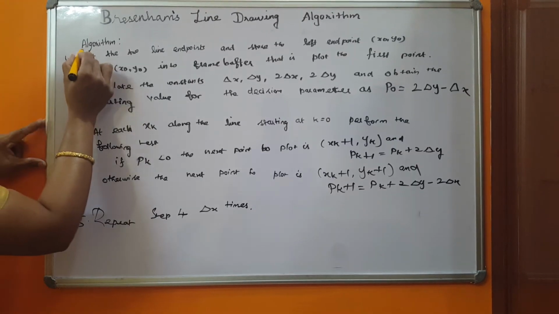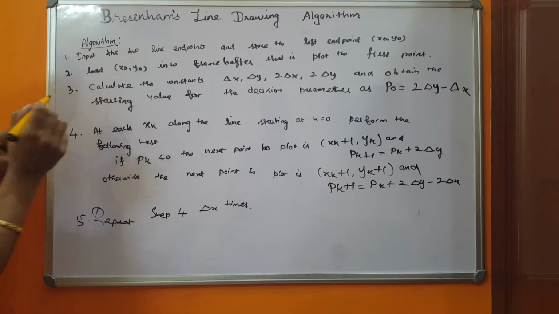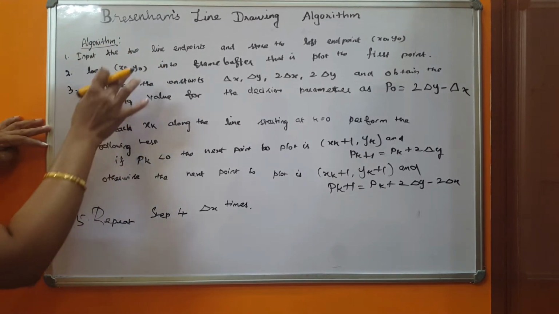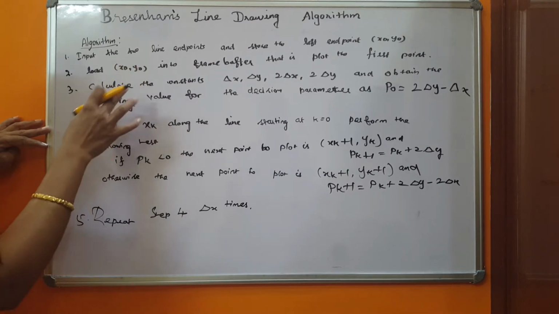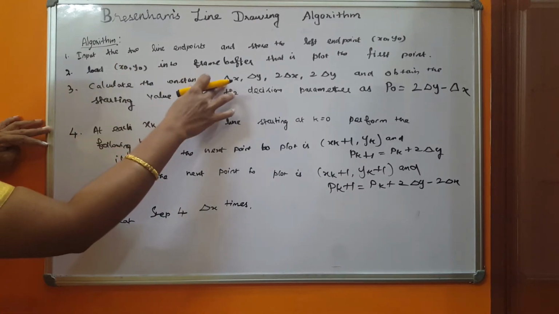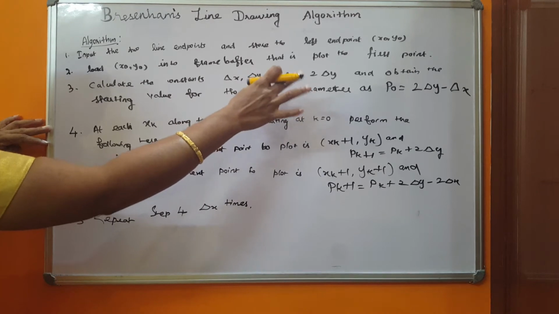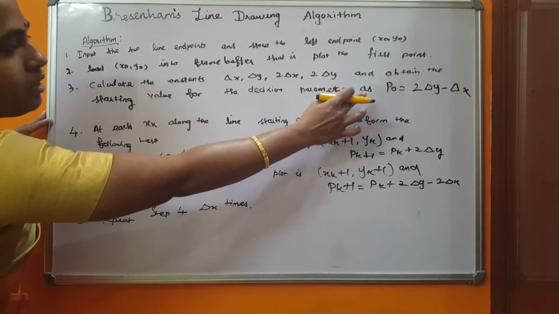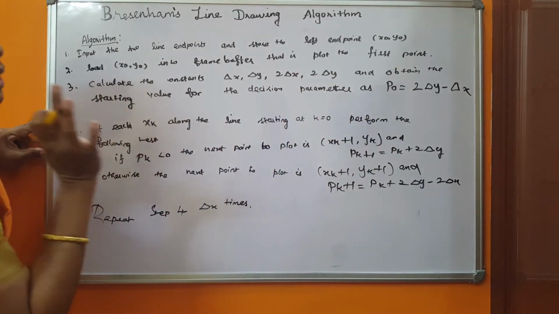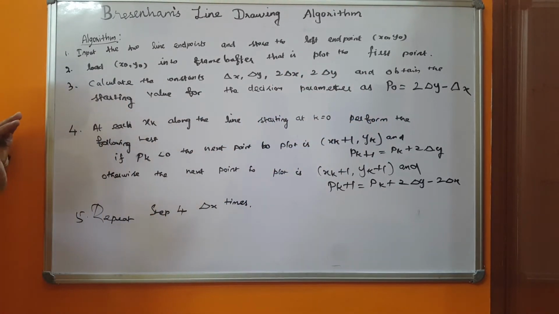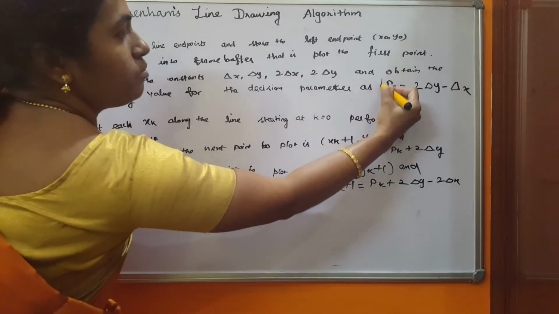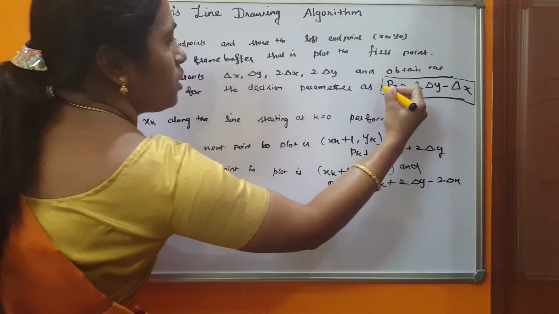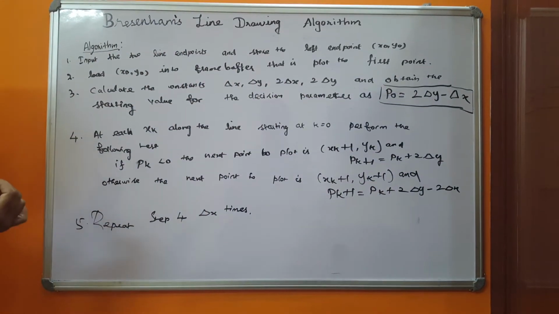This is the algorithm where the input is 2 endpoints. Next step is the first point is plotted, then the constant values are calculated, delta x, delta y, 2 delta x, 2 delta y, to calculate the decision parameter. Initial decision parameter value P naught equal to 2 into delta y minus delta x. This decision parameter is used to find the next point.